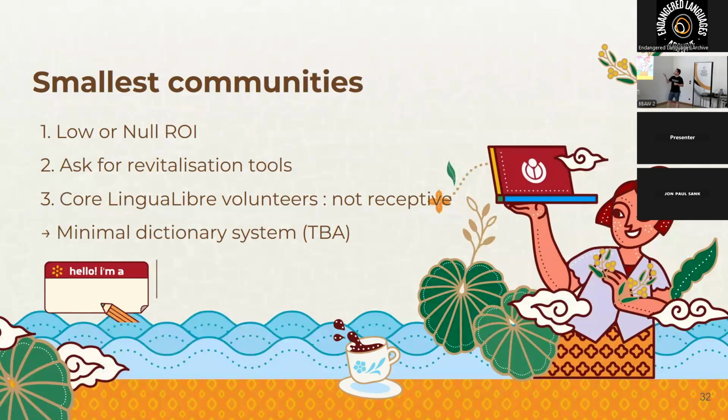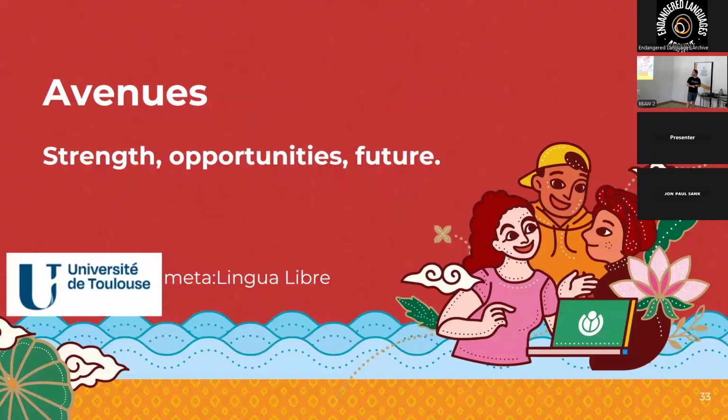So for our smallest communities, we have the issue that we invite them to contribute, but they need a return on investment. Like, how to reuse this data inside the community. And an issue I have with the community is that they are mostly French, so they are not very receptive to this kind of question. That's why we are starting a mini dictionary function soon.